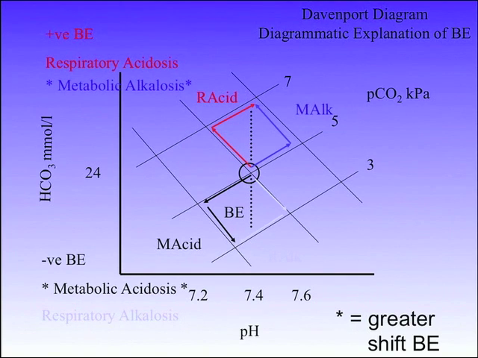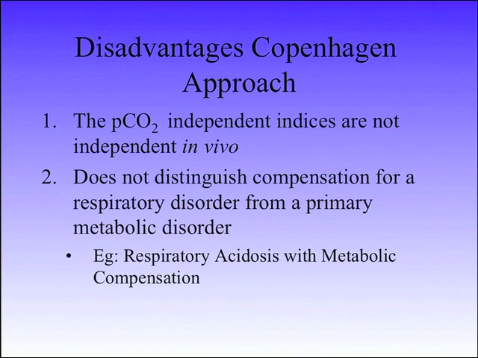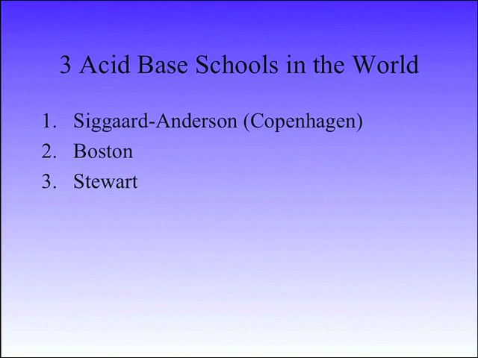So you've got to be a little bit careful with base excess. It's still very useful, but its disadvantage is it really only works in a test tube. The PCO2 independent indices are not independent in vivo in us. They're not really independent; they're all interrelated. And you can't really distinguish compensation from the actual metabolic disorder. So in some ways the base excess is an eyeball, but it's not very practical. I'm going to jump to number 3.